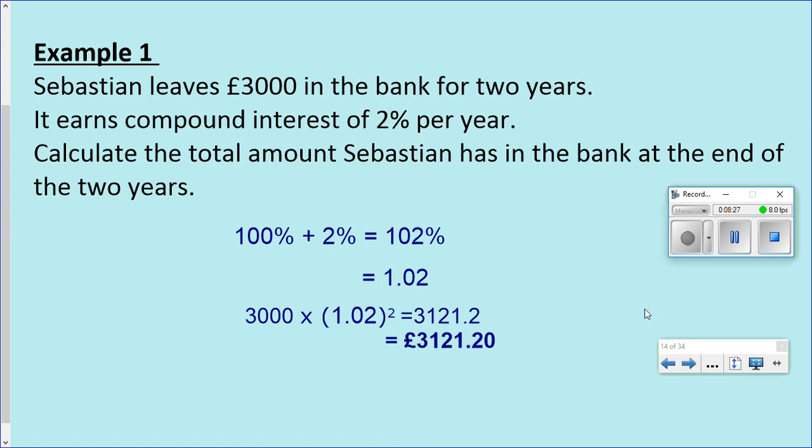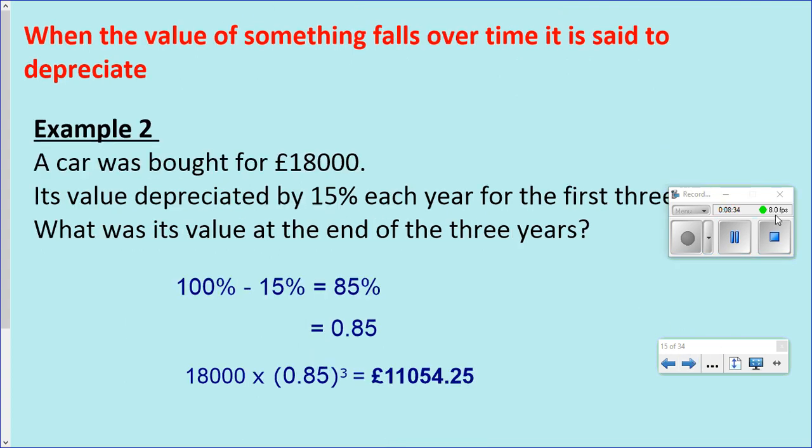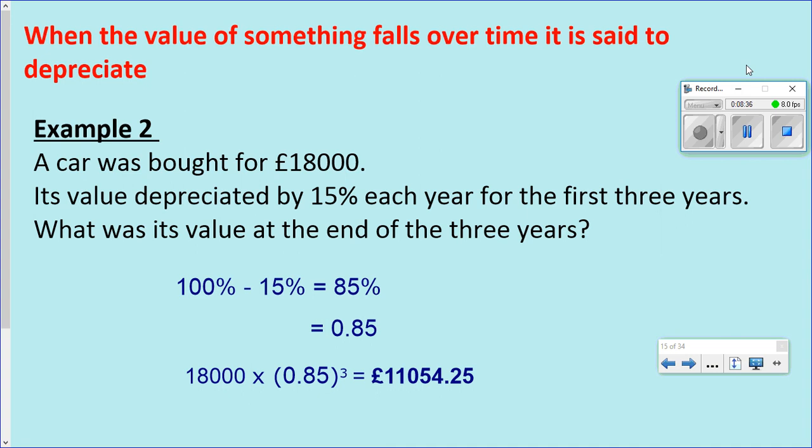Now it's going to shock you to know that appreciation is when the value of something rises over time. Therefore depreciation is when the value of something falls over time. So a car was bought for £18,000. Its value depreciated by 15% each year for the first 3 years. What was its value at the end of the 3 years?